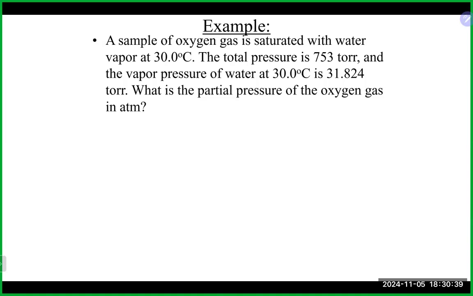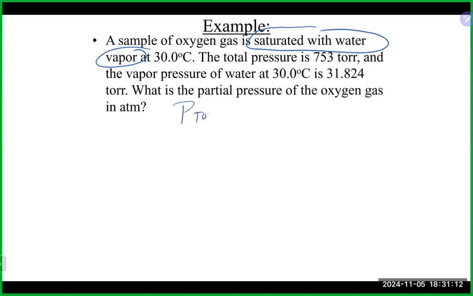And how do you know in a textbook problem that this is the situation? Usually there's a couple of words that you see in the problem, and one is this sentence: your sample is saturated with water vapor. That's a really key hint that you need to subtract off the vapor pressure of water in this situation. The other one is it will mention something like you collected the gas over water. So usually they'll mention how the gas was collected, and that usually involves water, which tells you that's pretty much the situation we just talked about.